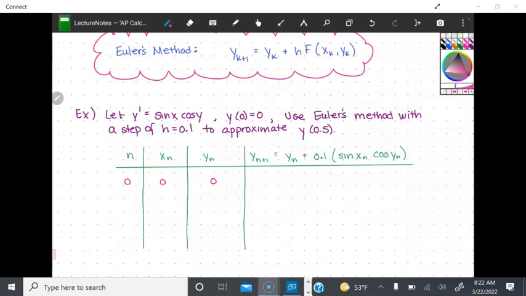And now, let's plug into our calculator. Might be able to do this first one in our heads. Oftentimes, the initial value is easy enough to do in your heads. If we let x sub n and y sub n both be 0 in this equation, can you guys see what we're going to get?